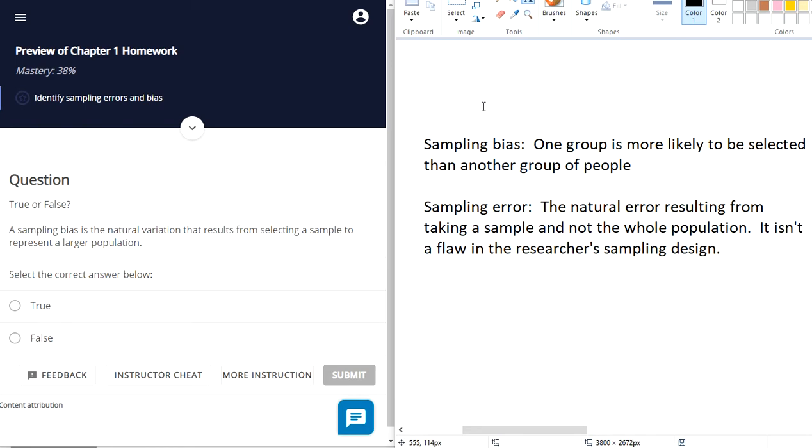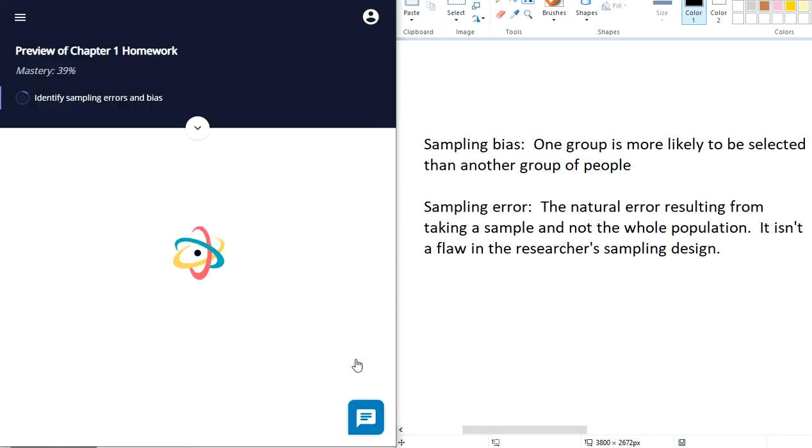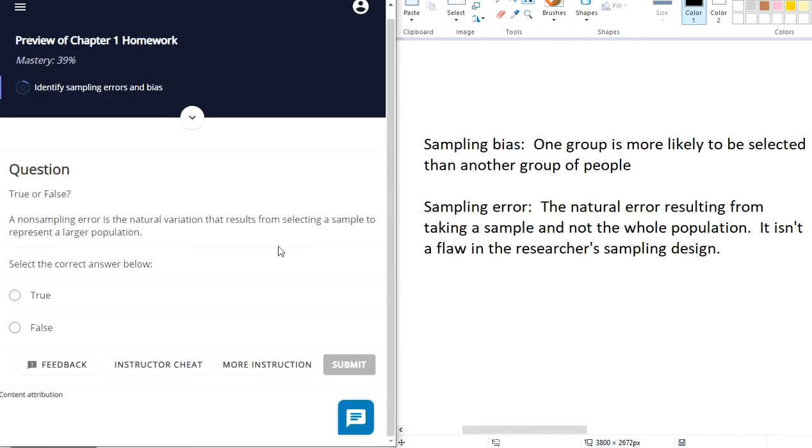So we got over here on the left, true or false. Sampling bias is the natural variation that results. So it's tough because it's the first time we're seeing those words, but bias is not the natural variation. Bias is the variation that happens from the researchers having some sort of flaw in their design. Not natural. The researchers are causing the bias to happen. Non-sampling error is the natural variation. Nope, that sounds like sampling error.